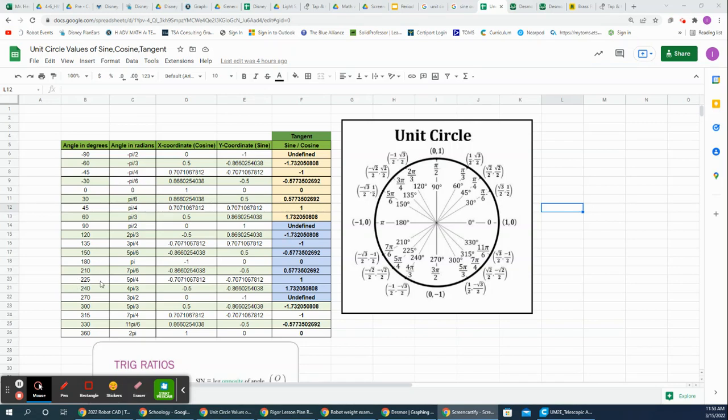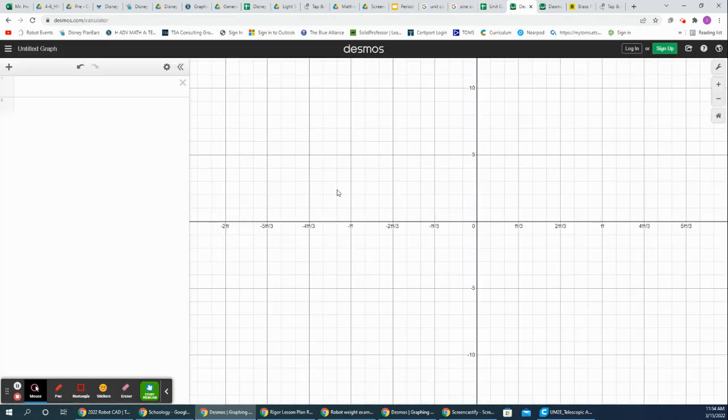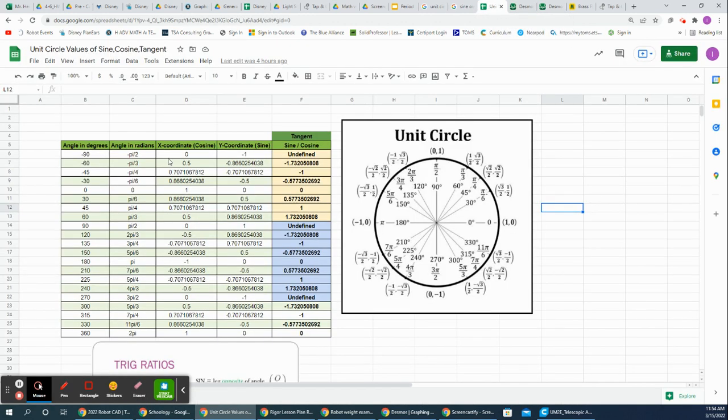Alright, so in this video, we're going to go ahead and start graphing tangent. Now that you have all of your values for the tangent column completed, just open up a new tab with Desmos Graphing Calculator, and I think we're ready.